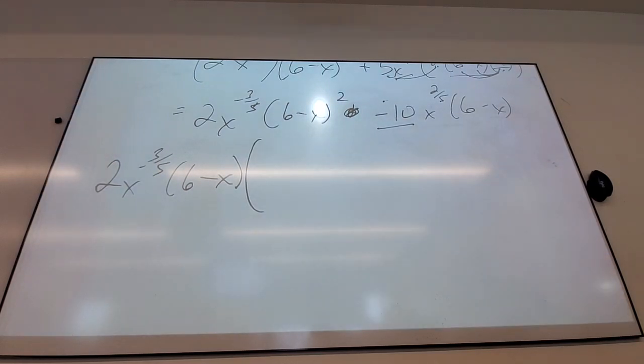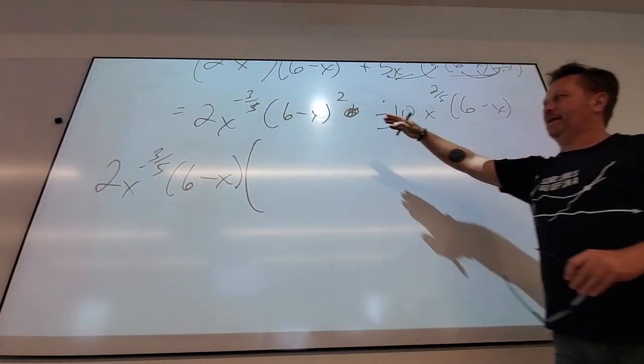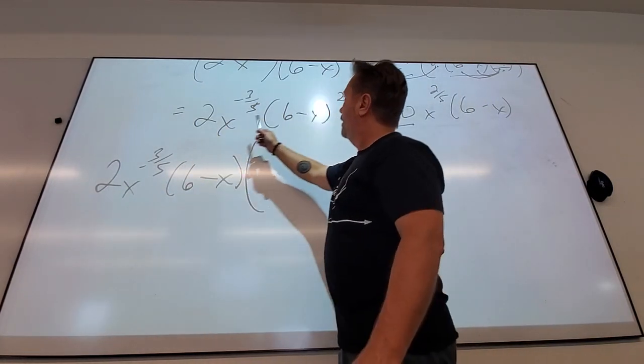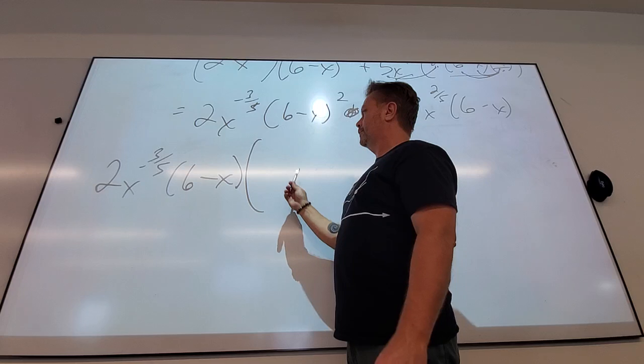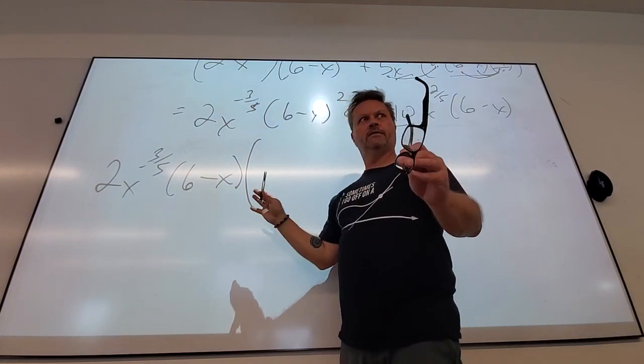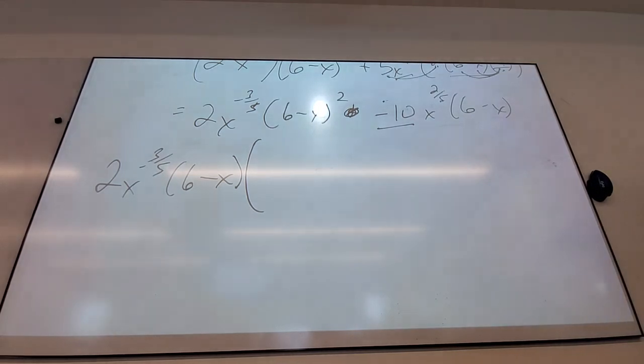Parentheses. So I identified what can come out, and now I just write what's left. I took this guy's 2, I took all of his x's away, and I took one of his 6 minus x's. So what's left? 6 minus x. Yes? So do not let GCF bully you around. We made that up. We just look at it: this is going, that's left. Okay.